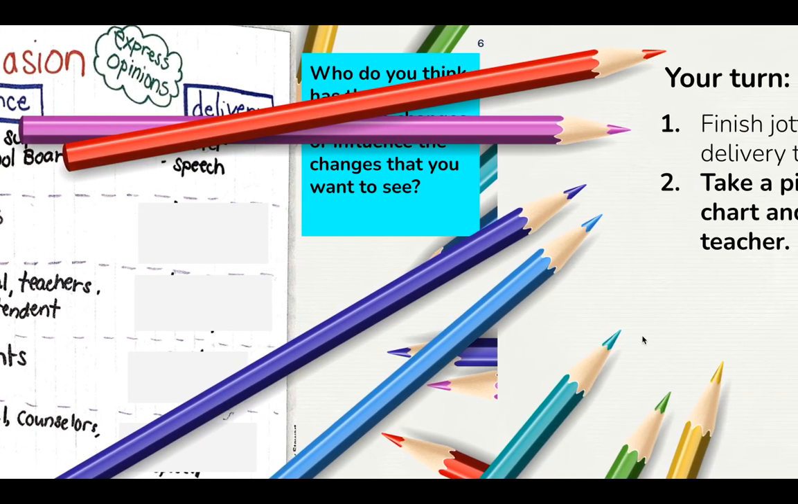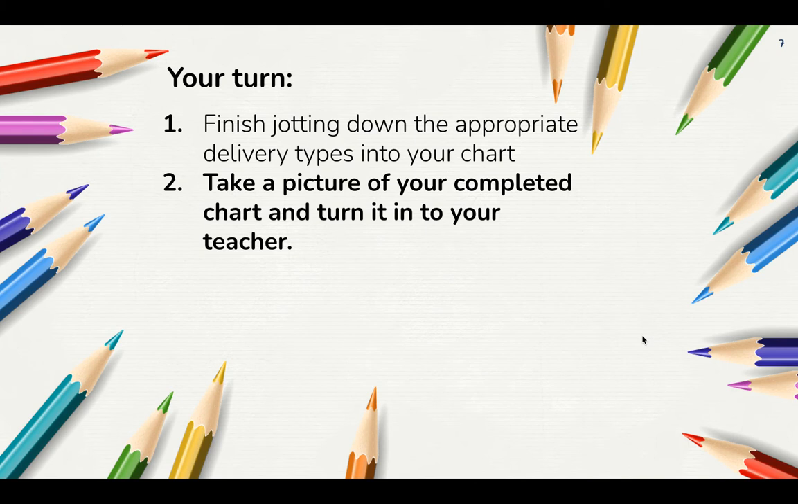You're going to continue your chart. You're going to write down appropriate delivery types into your chart. That is in the third column, the last column, the delivery column for your chart. You're going to write down any ideas, for example, a letter, a speech, or other ways that you can deliver your message to your audience in order to convince them of your ideas. Finish jotting the appropriate delivery types into your chart, and then you're going to take a picture of this chart and turn it into your teacher.